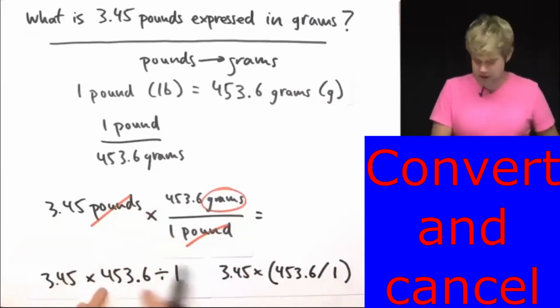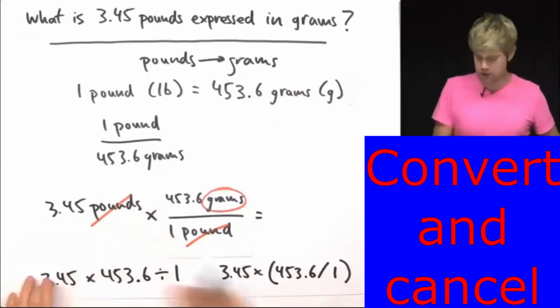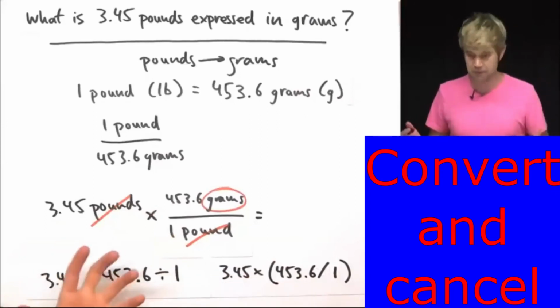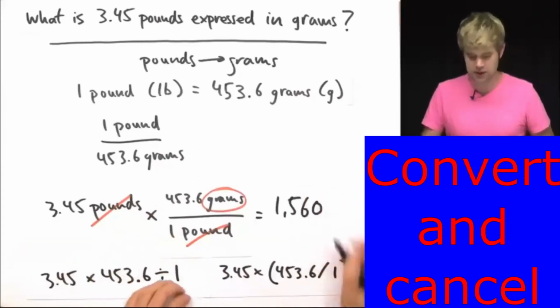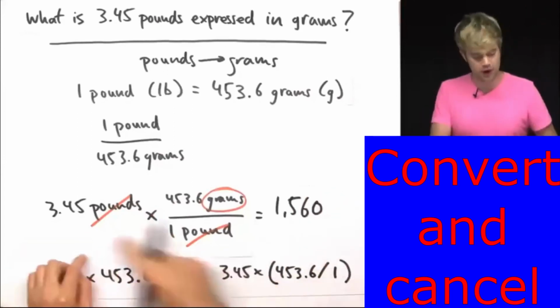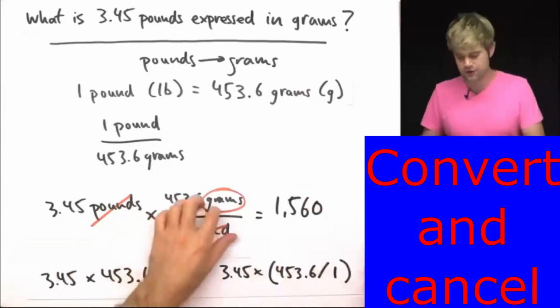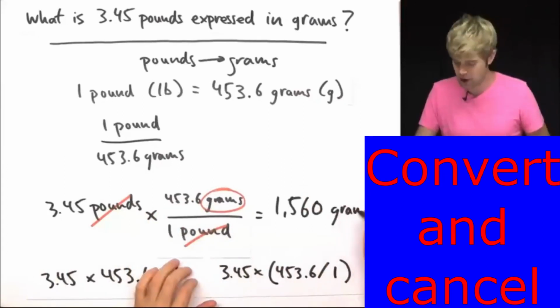So however you decide to plug this into your calculator, when you crank through it, you're going to get the same number, and that's going to be 1,560. What are the final units here? Well, I canceled out pounds. So the final units that I'm going to be left with are grams.